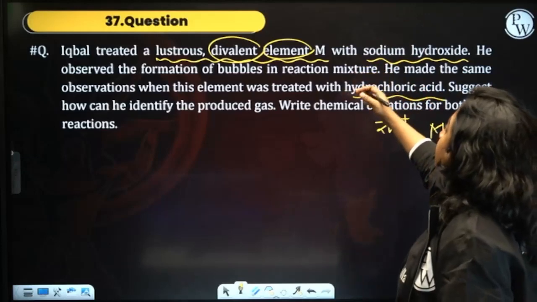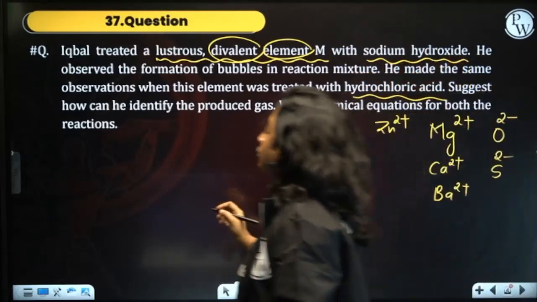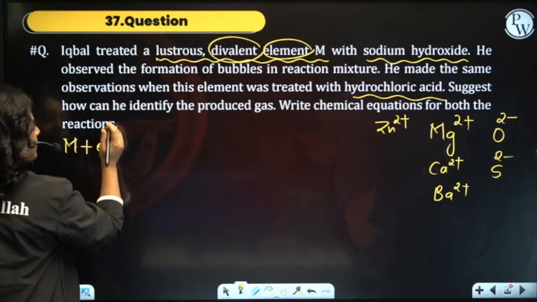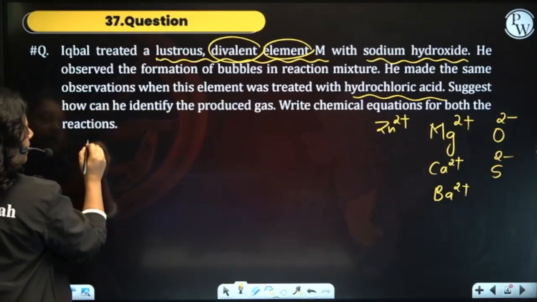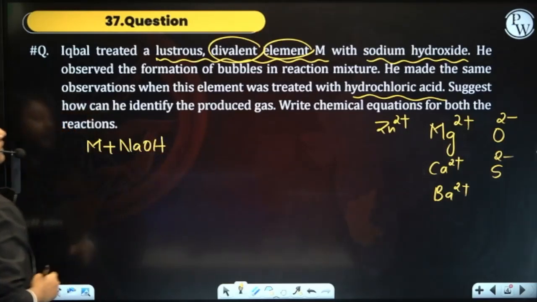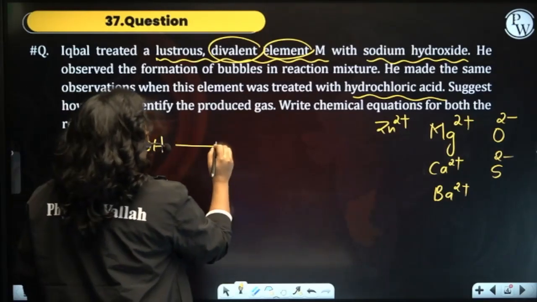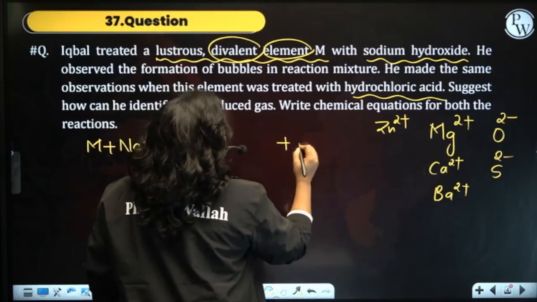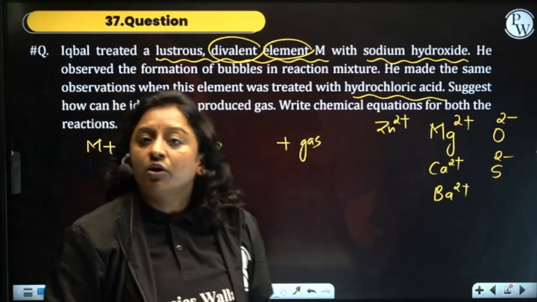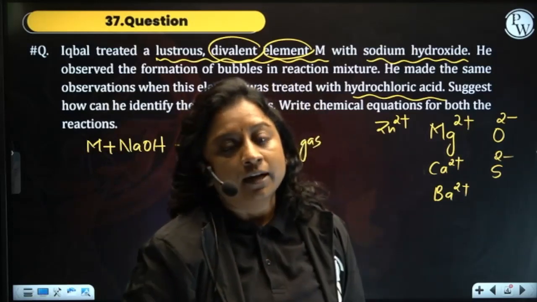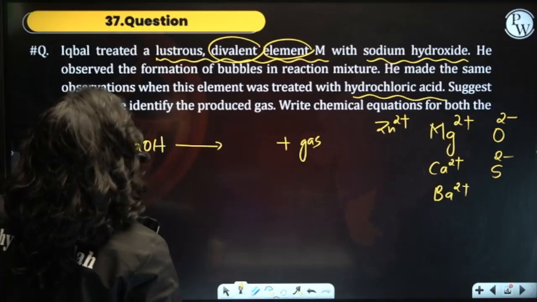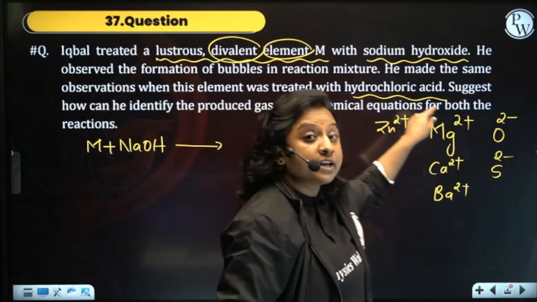A metal M is reacting with sodium hydroxide. So not metal, the divalent element M is reacting with what? Sodium hydroxide. M is reacting with sodium hydroxide, and it is forming obviously one major product, along with bubbles. Bubbles are nothing but some gases coming out of a solution. He made the same observation when this element was treated with hydrochloric acid.